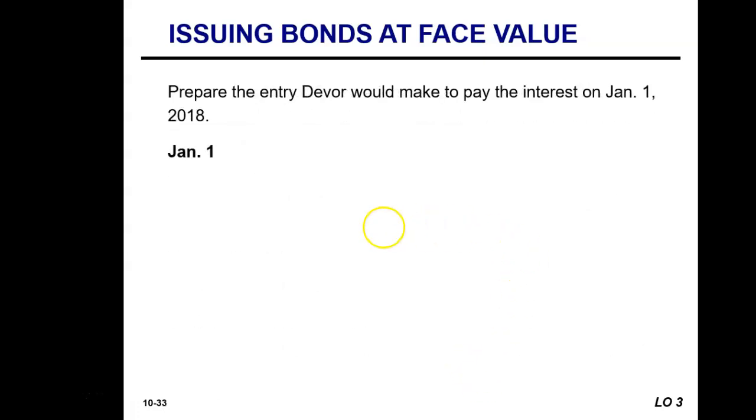Okay? When we make the actual first interest payment on the 1st of January, we would debit interest payable and then credit our cash account in the amount of $10,000.